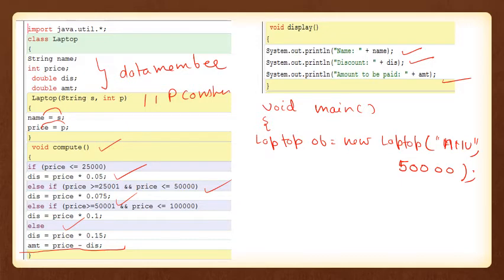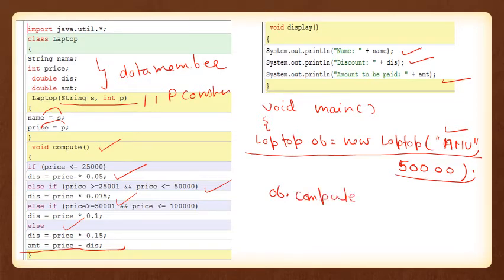So here is a parameterized constructor. Whenever you create the object, you pass the arguments. The first argument is a string, so you give the name as a string in double quotes, comma, the price. After that, you call the next function, ob.compute. It will calculate the discount and amount. Next, you call the function ob.display, then close main and close class.